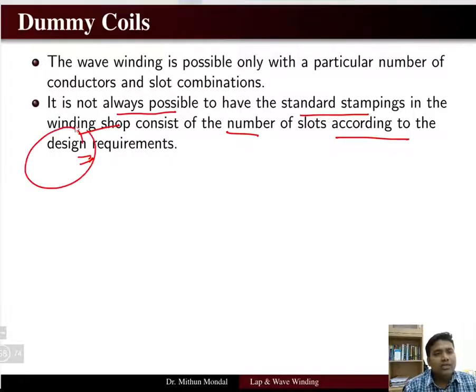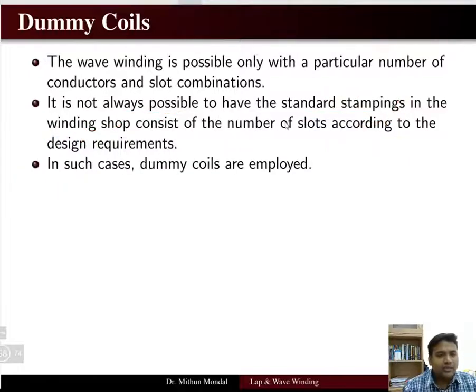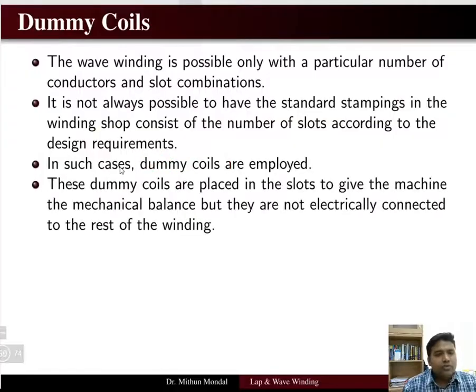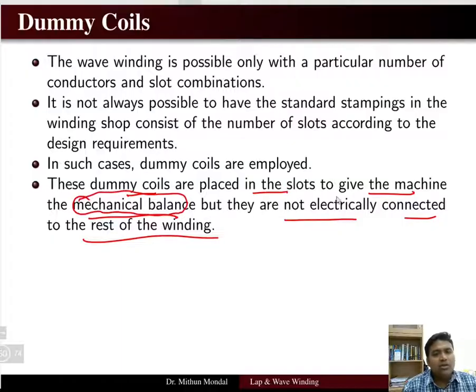So whatever your design requirement is there, it is not possible to provide the stampings. So in this case, dummy coils are basically employed. Dummy coils are placed in the slot to give the machine the mechanical balance, but they are not electrically connected to the rest of the winding. So it is only to provide the mechanical balance. It is not giving any electrical connection.